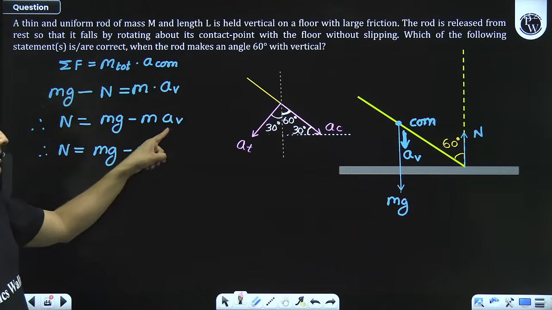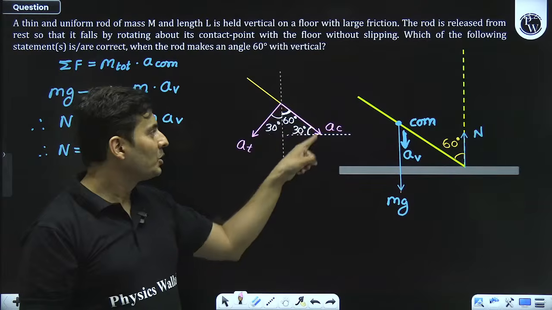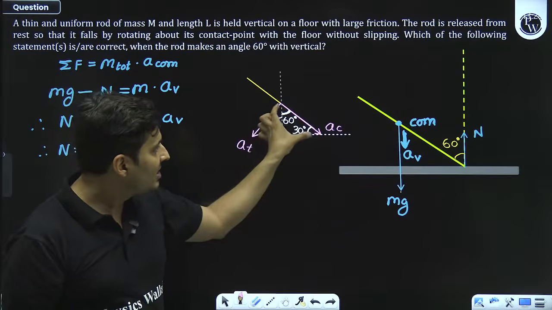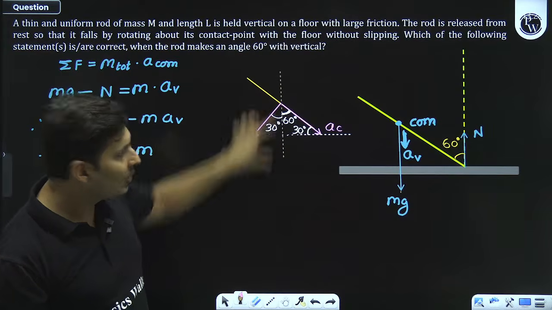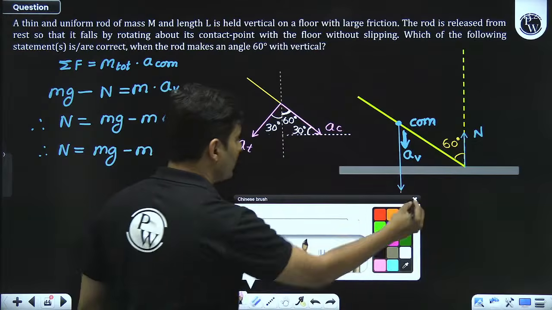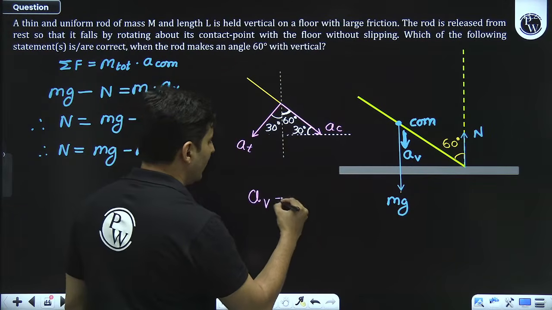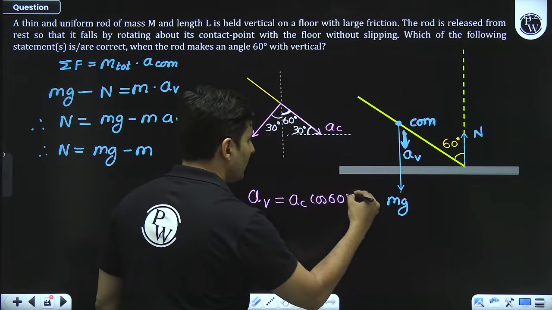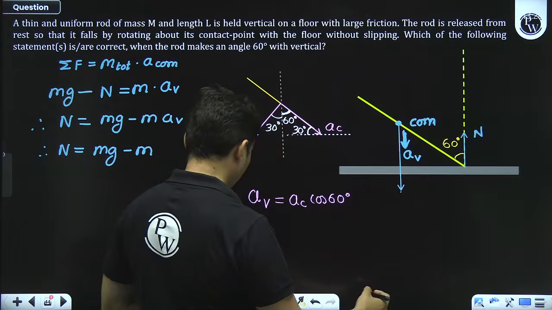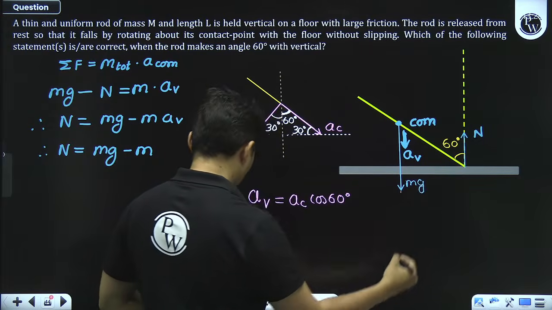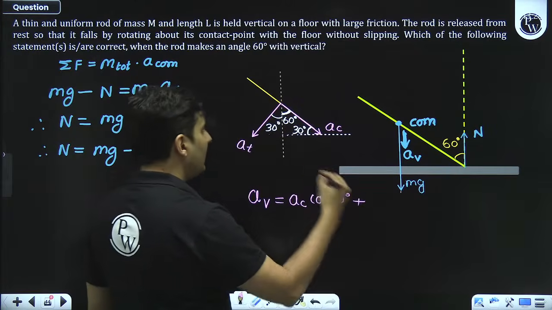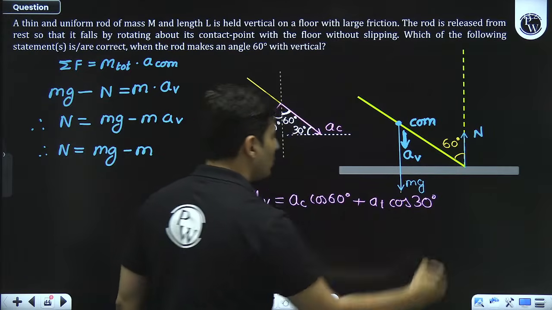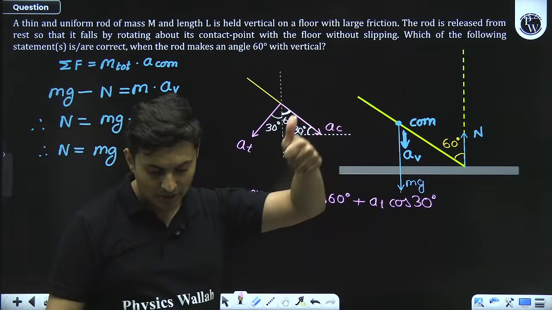Why do I need vertical acceleration? Because of this, to find the normal. So to find only the vertical component, the centripetal's component and tangential's component will give me the vertical component. So the acceleration in the vertical direction will be AC's cos 60 plus AT's cos 30. This was geometry. If you are convinced and understood, give me a thumbs up.